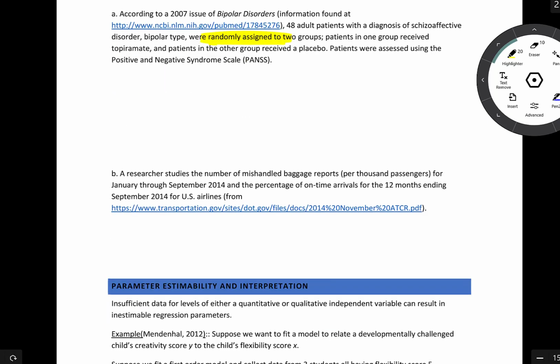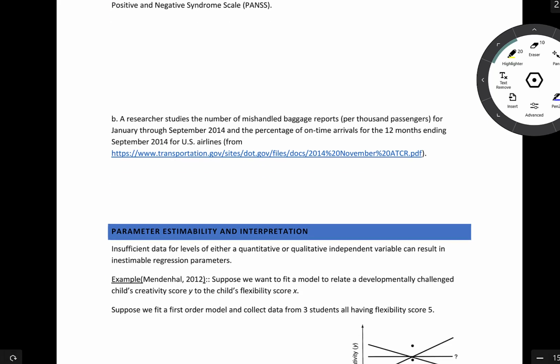And B, a researcher studies the number of mishandled baggage reports per thousand passengers for January through September 2014 and the percentage of on-time arrivals for the 12 months ending in September 2014 from a U.S. airline. So notice for this one, there is no experiment. We're not randomly assigning any type of treatment, so this would be an observational study.